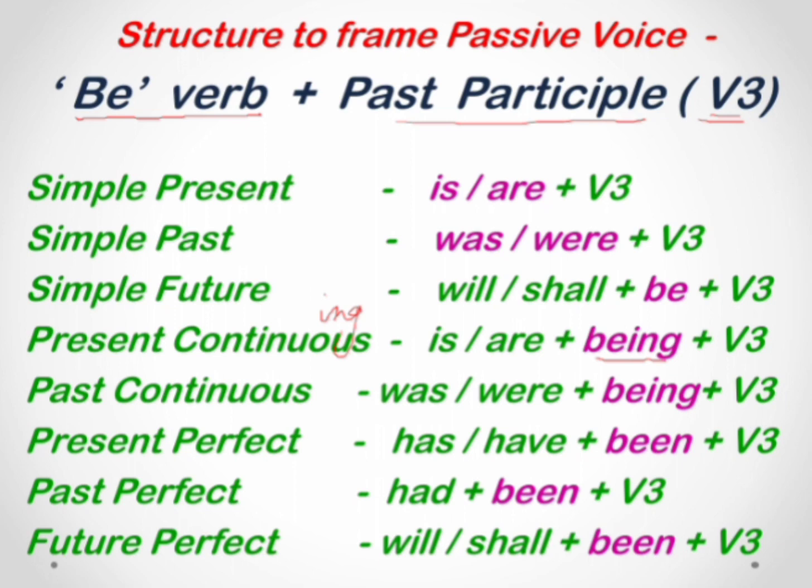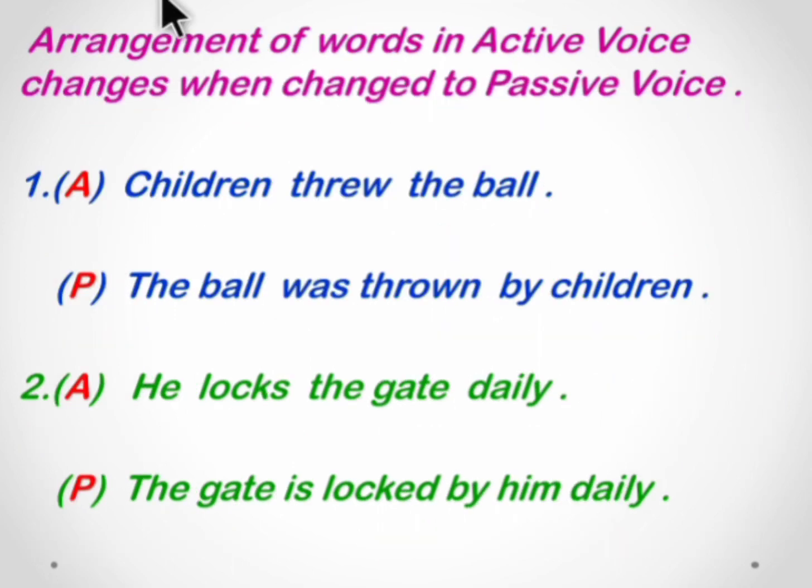Now, the arrangement of words in active voice changes when changed to passive voice. That is, in active voice, the arrangement of words will be in one order. When it is changed to passive voice, the arrangement of the words will change. Look here, the first sentence. This is in active voice.